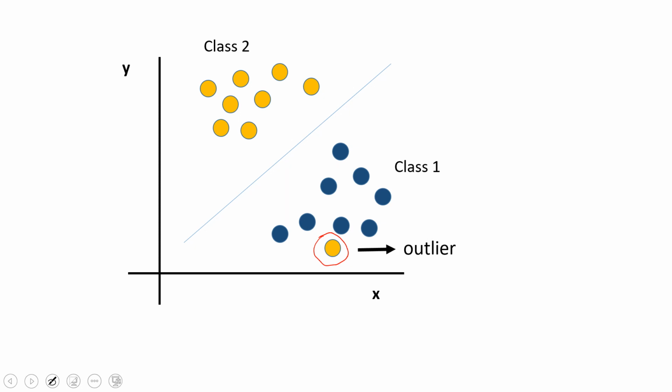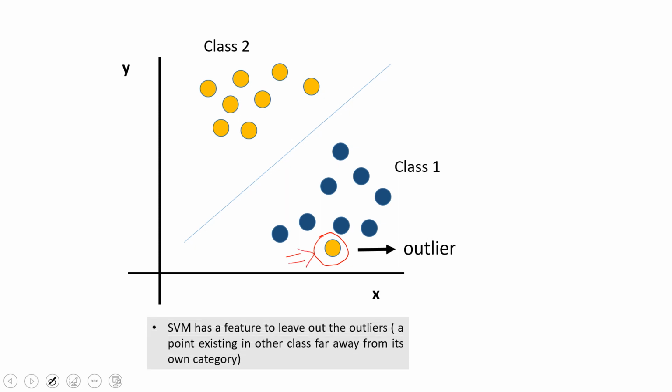All right. Now that will obviously be a false prediction by the SVM, but we need to keep in mind that SVM has a feature to leave out the outliers, a point existing in another class far away from its own category. But in future, we are going to learn about those classifiers as well. With the advancement of AI, artificial intelligence, we have some classifiers which are capable of reducing the outliers. Over here, we just have one example of an outlier, but in actuality, we can have more outliers as well, like this one, like this one. We can have many more outliers available.